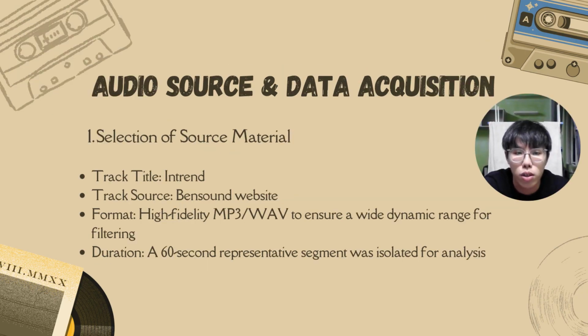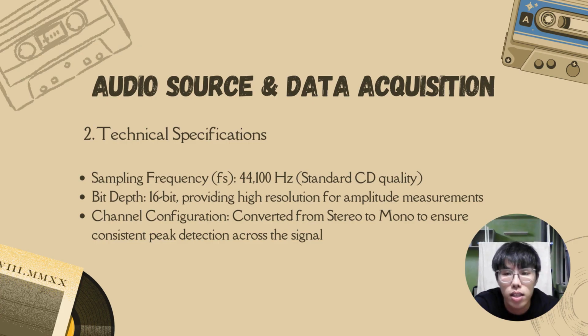Now let's talk about the audio source and data acquisition of our project. So the first one is the selection of source material. We have picked the track with the title In Trend, which is taken from the Bensound website. It is a high fidelity MP3 or WAV format to ensure a wide dynamic range for filtering. And also we have picked to cut it into a 60-second representative segment so that we can isolate it for the analysis.